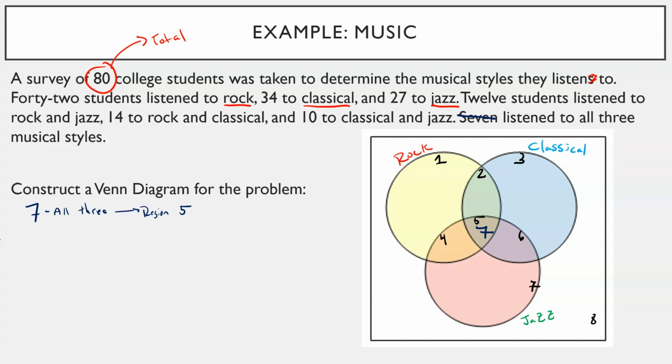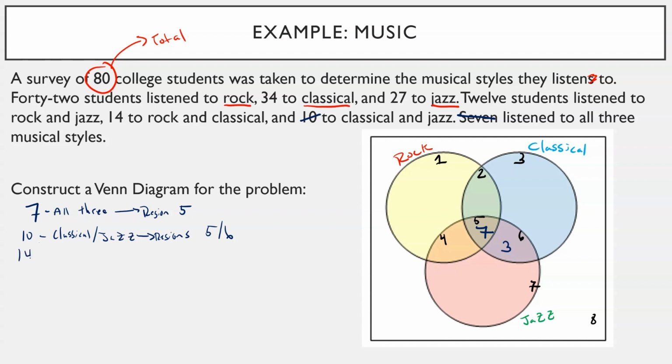10 did classical and jazz. I'm going to just put classical and jazz. So here's classical and here's jazz. And so where do they interact? They overlap at regions 5 and 6. And what's going on here is I need 10 total people in regions 5 and 6. Well, how many people are already in there? 7. So that must mean region 6 is 3.